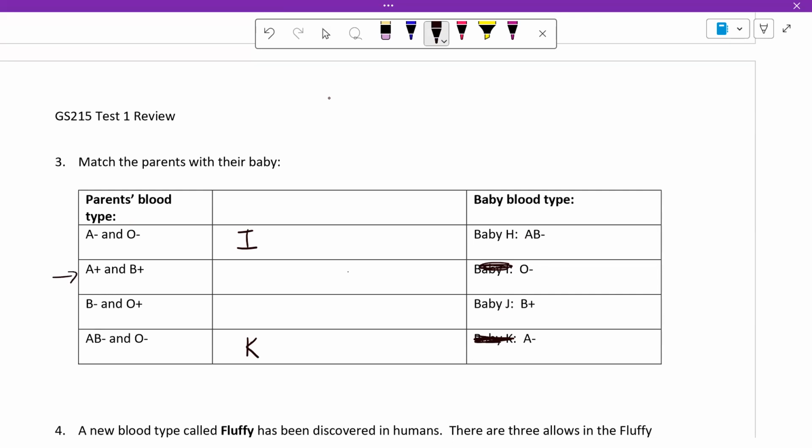And do I do the second one or the third one? Well, always do the ones with the O or with the AB first. There is an O here, so AB is not their baby. It has to be J. And then H is the last one.